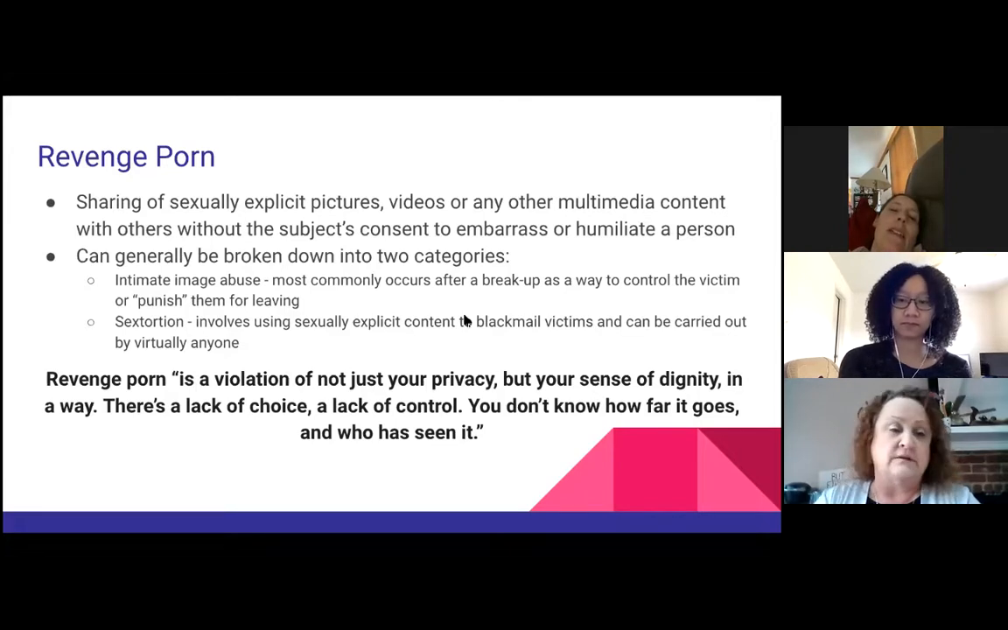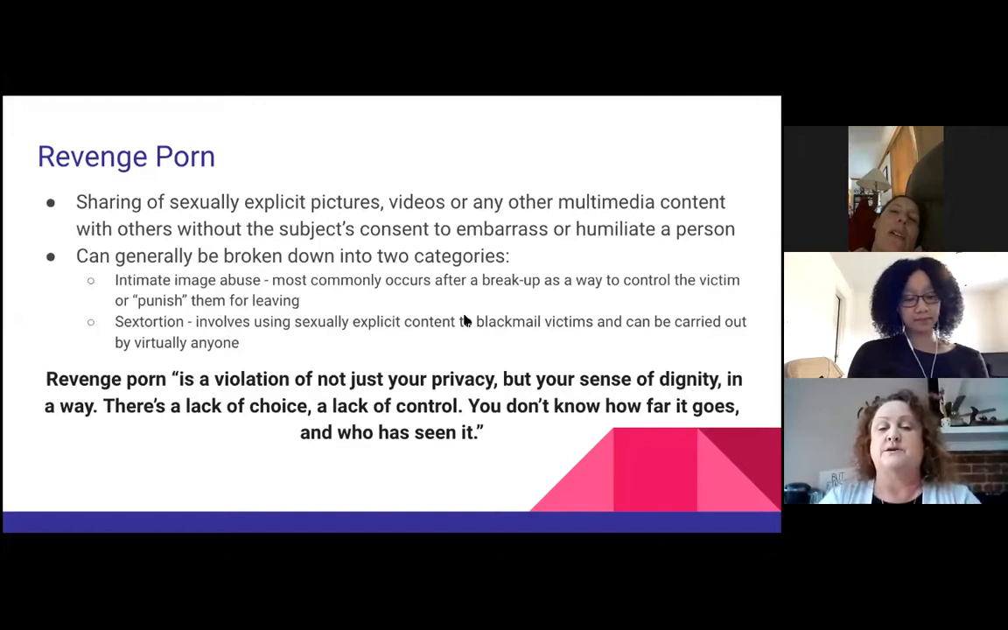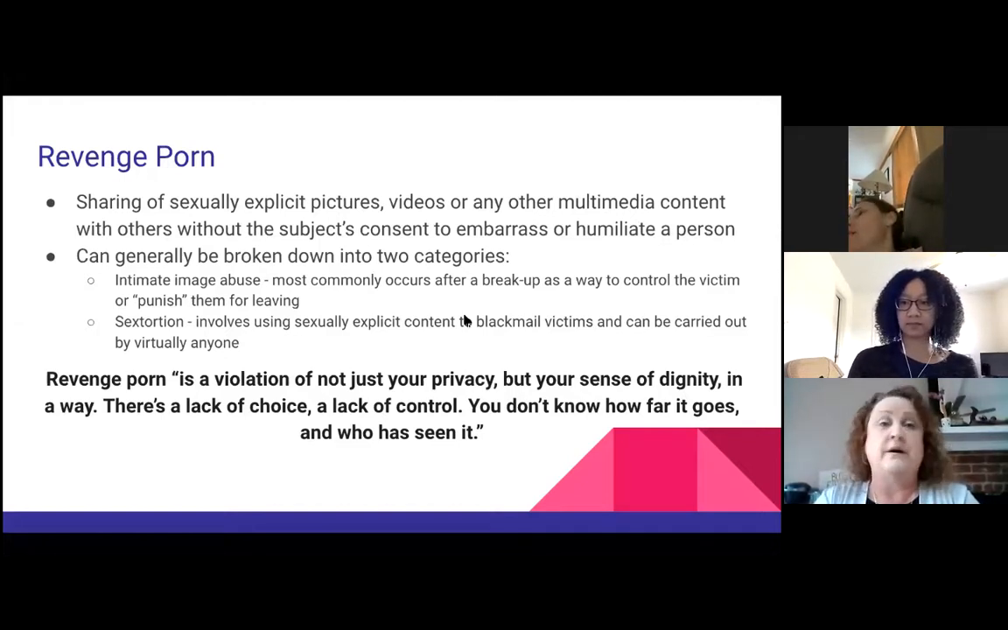It is broken down into two subcategories: intimate image abuse, which is the most commonly used after a breakup, which is what happened in the video. He's threatening, because you broke up with me, or because you won't do what I say, because you won't send me any more pictures. They're believing they're going to control the victim or punish them for leaving the relationship. So that's the intimate image abuse.